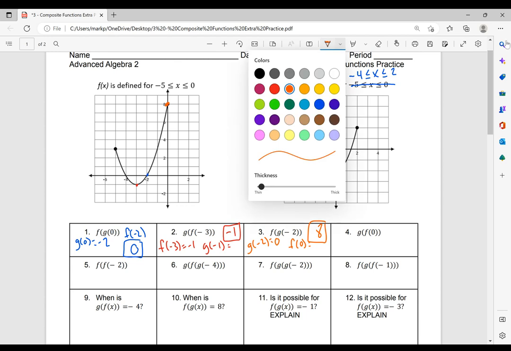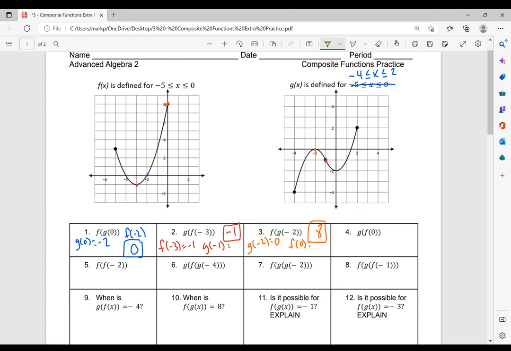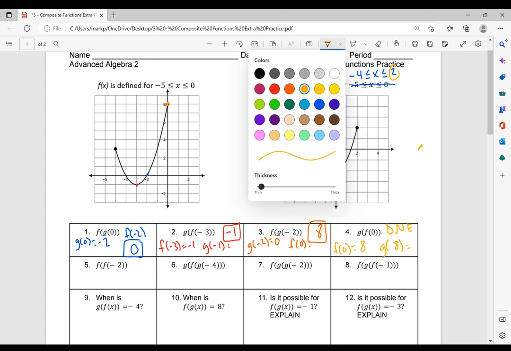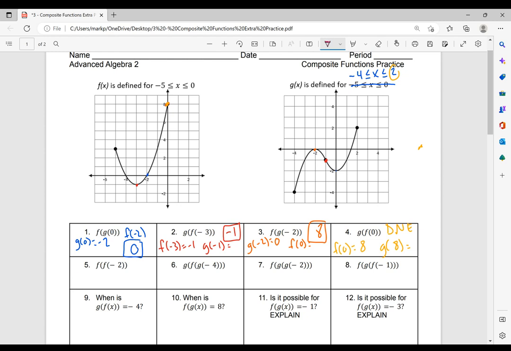All right, let's go to the next one. So we have g of f of 0. So we're going to start with f of 0. So f of 0 is 8. So if we do g of 8, g of 8 is somewhere way over here. So that does not exist because it stops at 2. All right, now we're going to do f of -2. So let's start with f of -2. So -2 is 0. So now we're going to do f of 0, which is right here at 8.